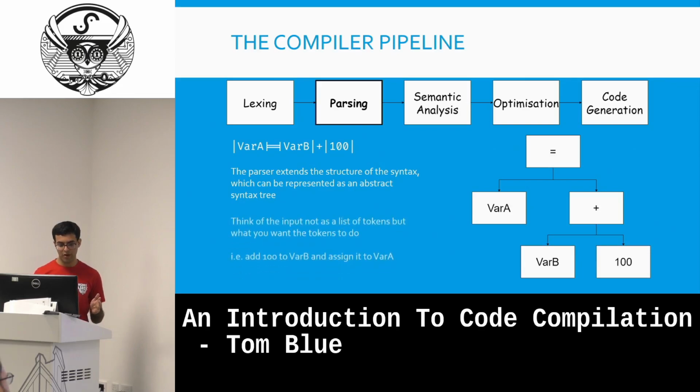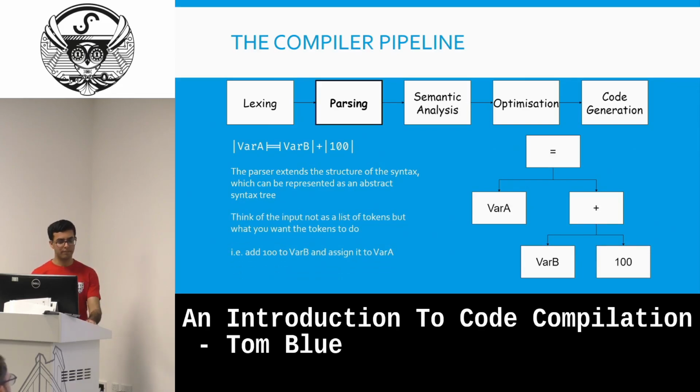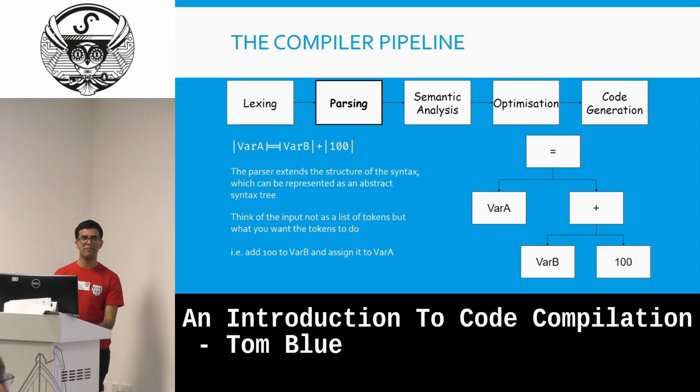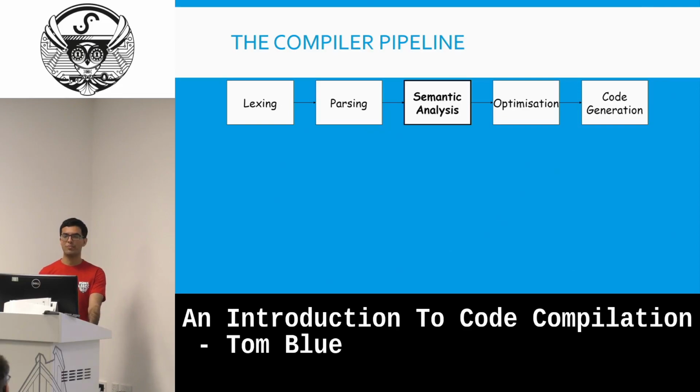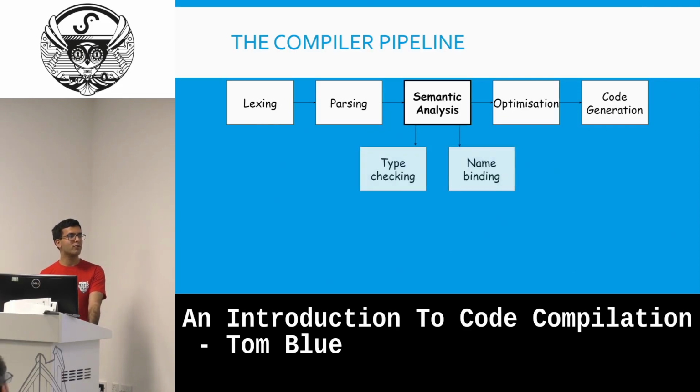However, parsers can't pick up on more complicated issues, which is where semantic analysis comes in. Parsing enforces the structure of your code. Semantic analysis makes sure your code actually makes sense. Semantic analysis could be its own talk. It's a very, very complex topic. But the two bits of semantic analysis which I want to cover are type checking and name binding, which are probably the most important bits.